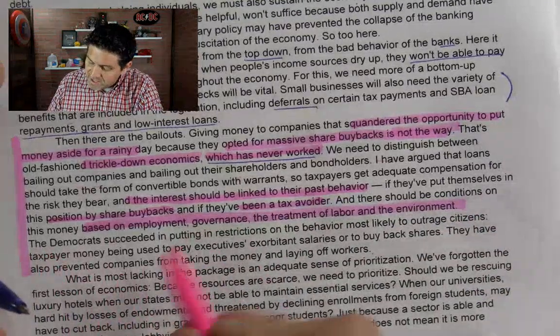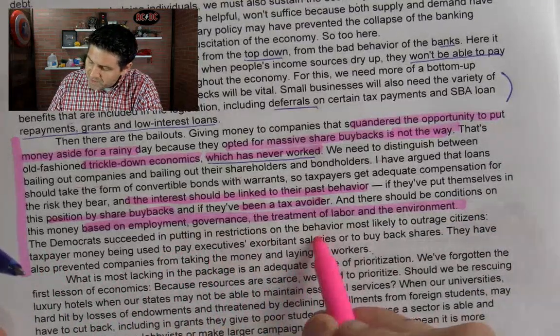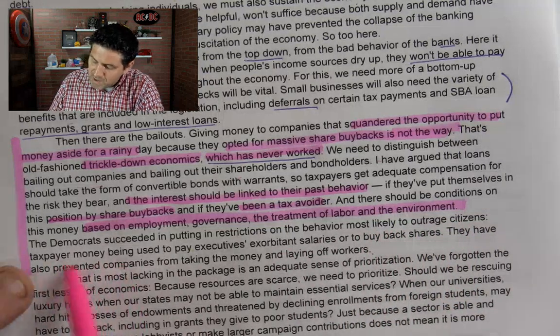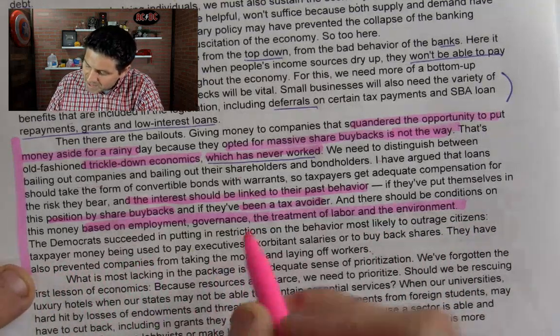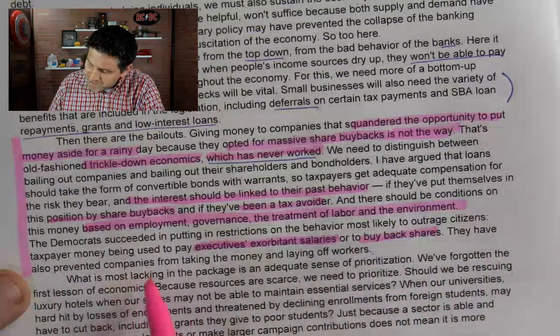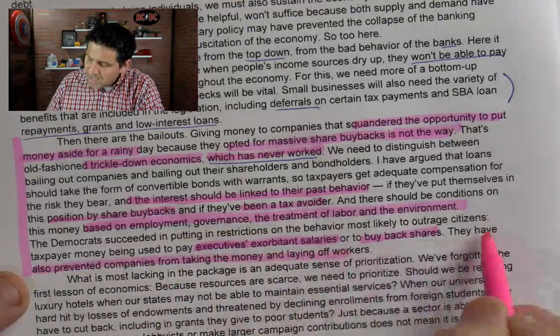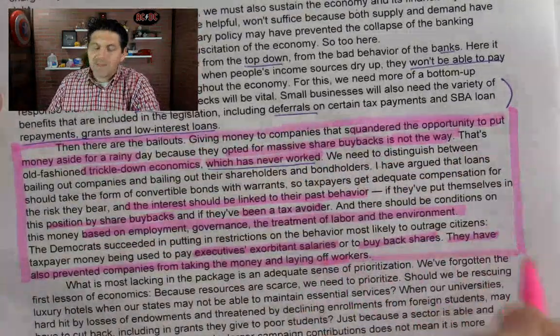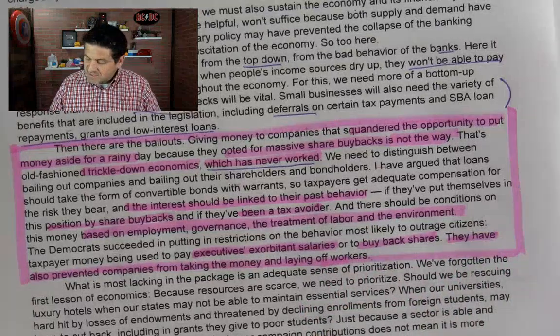The Democrats succeeded in putting in restrictions on this behavior most likely to outrage citizens. Taxpayer money being used to pay executive exorbitant salaries or buy back shares. They have also prevented companies from taking the money and laying off workers. Again, so this is kind of saying, okay, our goal should be helping the workers, not helping the businesses themselves.